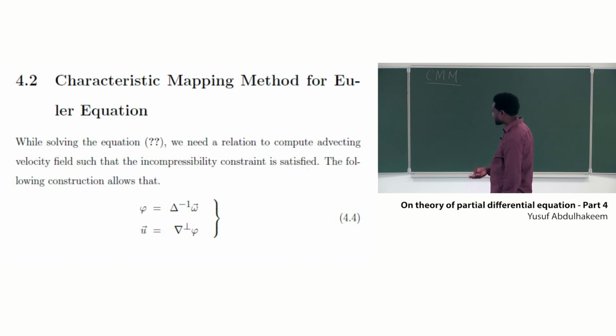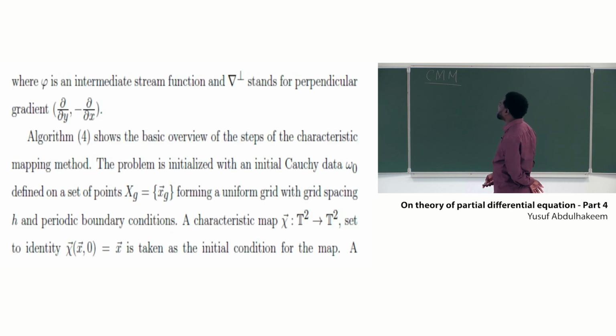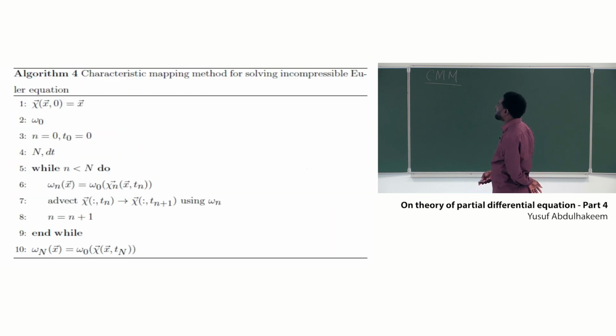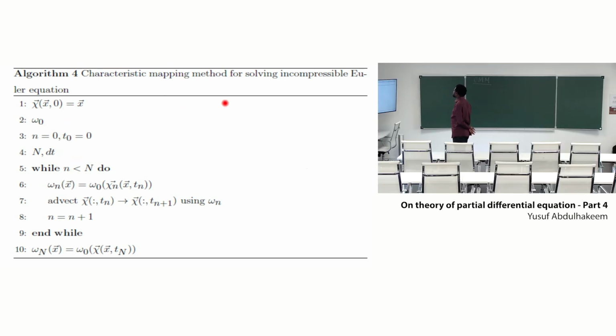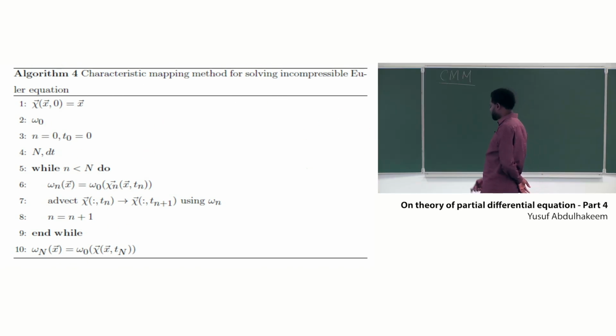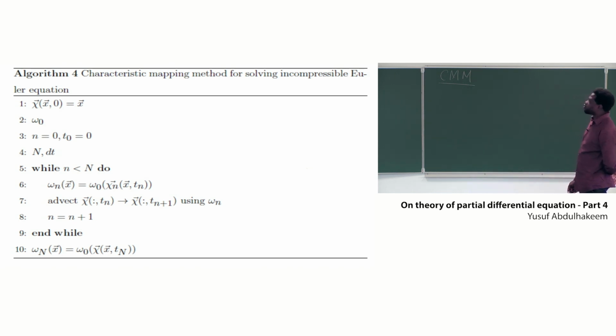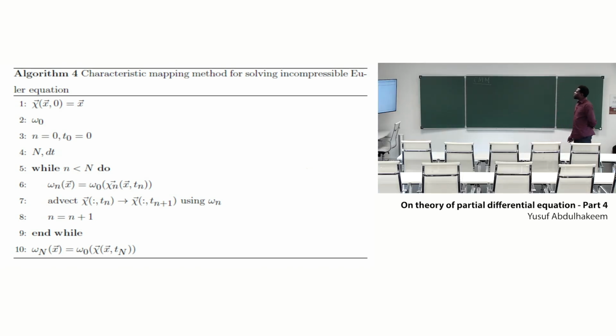So, having said that, here we now talk about the algorithm for solving the characteristic mapping, the characteristic mapping method for solving the incompressible Euler equation, and we're able to show the algorithm. And this is where we stop with our lecture, and this is the end of our lecture.